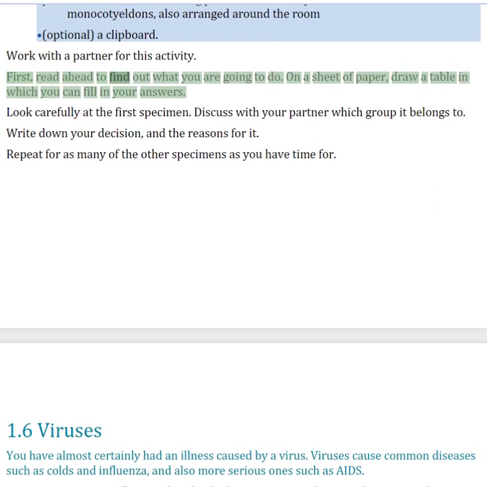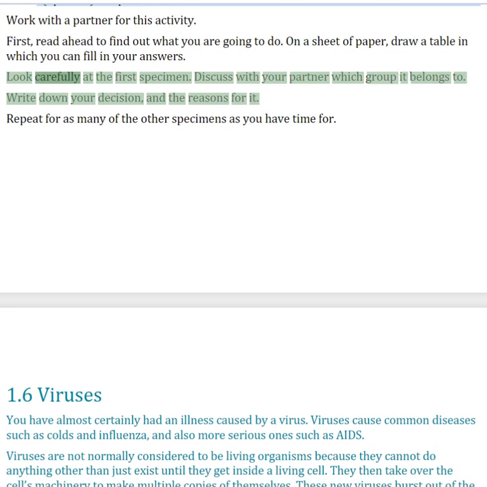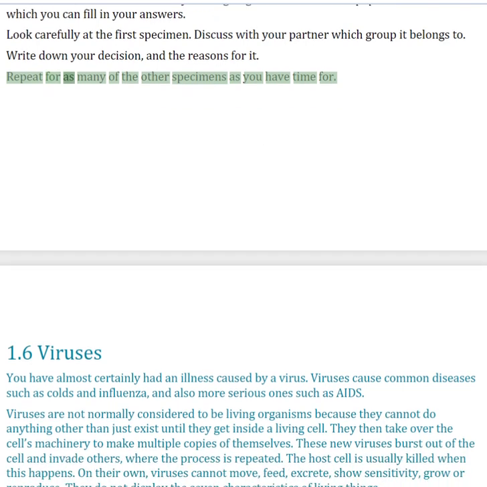First, read ahead to find out what you are going to do. On a sheet of paper, draw a table in which you can fill in your answers. Look carefully at the first specimen. Discuss with your partner which group it belongs to. Write down your decision and the reasons for it. Repeat for as many of the other specimens as you have time for.